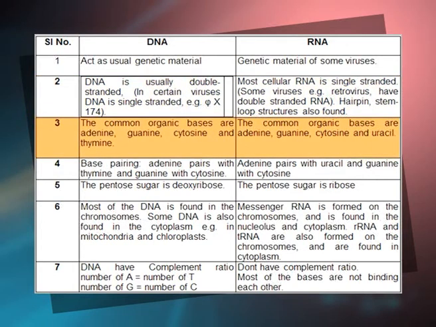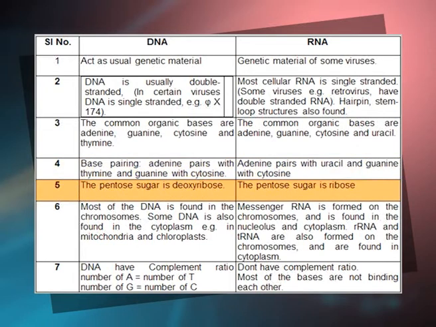In the case of DNA, the common organic bases are adenine, guanine, cytosine and thymine. In the case of RNA, the common organic bases are adenine, guanine, cytosine and uracil. In DNA, base pairing occurs with adenine pairing with thymine and guanine with cytosine. In RNA, adenine pairs with uracil and guanine with cytosine.